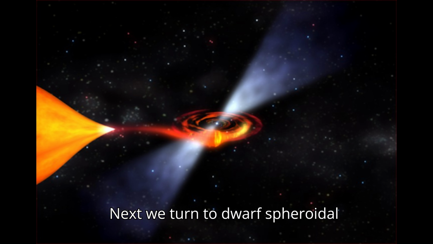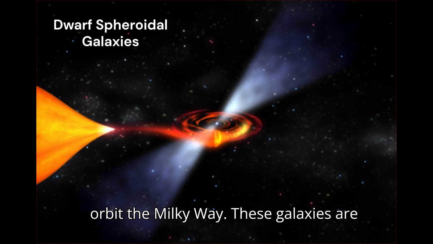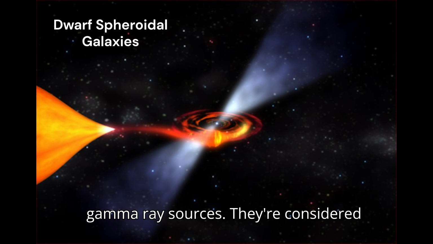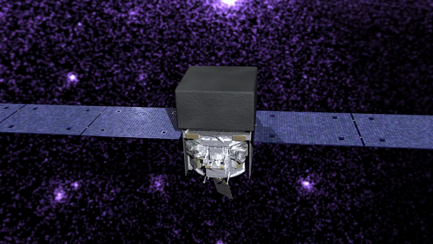Next, we turn to dwarf spheroidal galaxies, tiny faint galaxies that orbit the Milky Way. These galaxies are interesting because they're dark matter dominated and have very few background gamma ray sources. They're considered some of the cleanest places to look for dark matter annihilation signals.